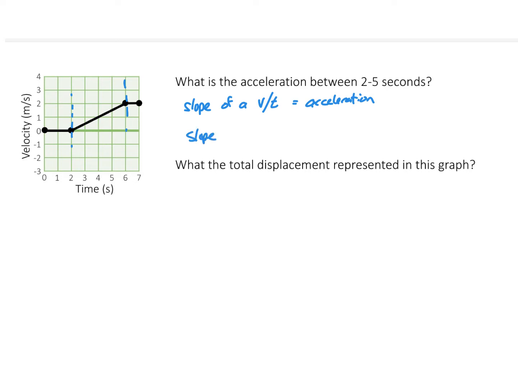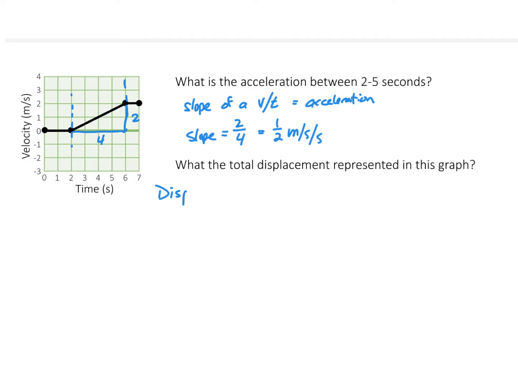Using my rise over run, I'm going to look closely to figure out that it rises 2 meters per second and the run is 4 seconds. So 2 and 4 are the numbers I'm going to use. Plugging that into my slope equation gives me 2 over 4 or 1/2. Now the units are meters per second over seconds, our unit of acceleration.